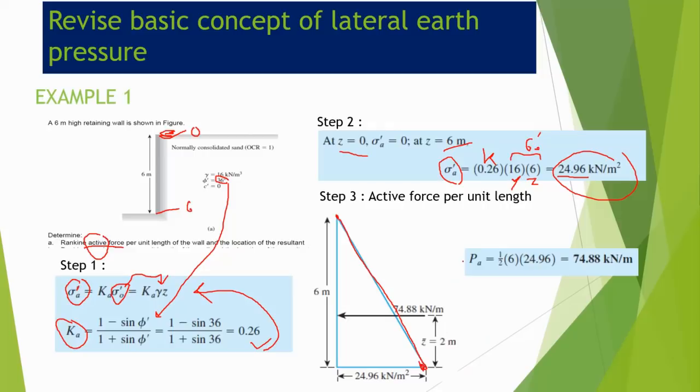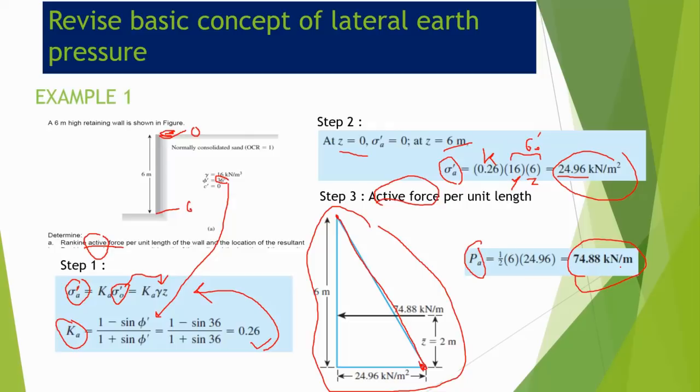And then, you dah dapat ni, betul? Value of 24.96. To find the active force. To find effective force, formula ialah area of this triangle. So, apa area triangle, 1 per 2 darab tinggi, darab base, betul? 1 over 2 times the height times the base. So, you can get 1 over 2 times 6 times the base 24.96. 24.96, we can get from this effective stress. So, that's why this is very important to know, okay? So, you substitute in this, you can get the active force. So active force lah kita nak cari sebenarnya. So the unit is kilonewton per meter. Okay. So this is the active force.